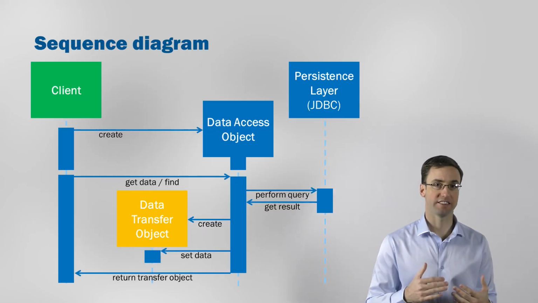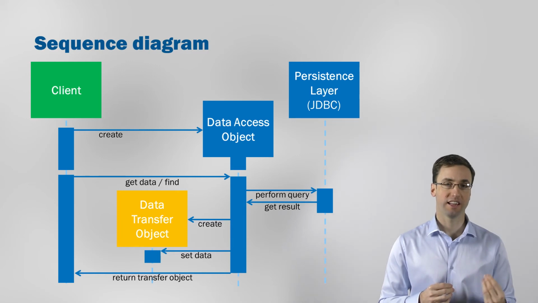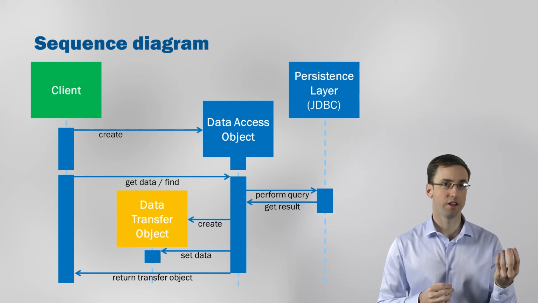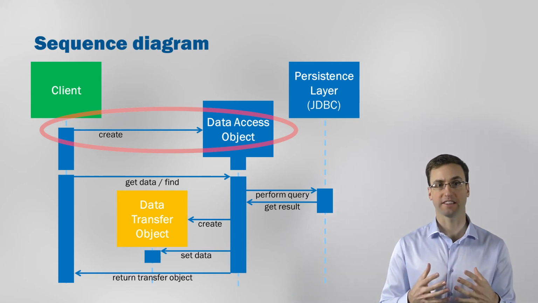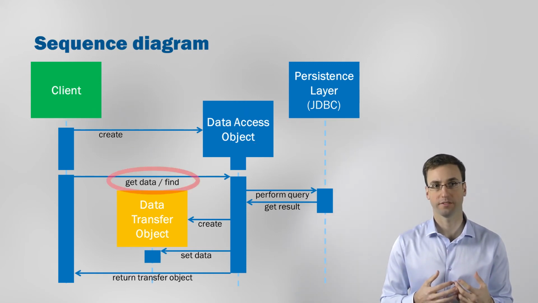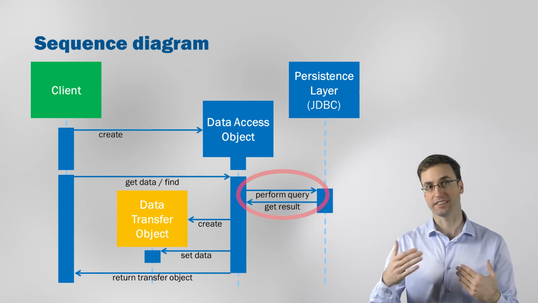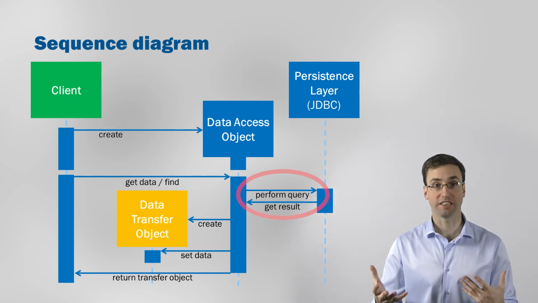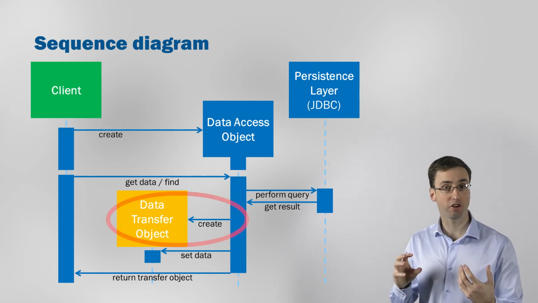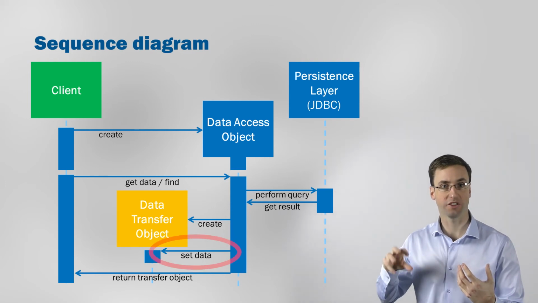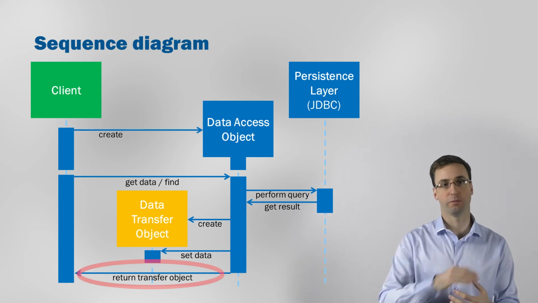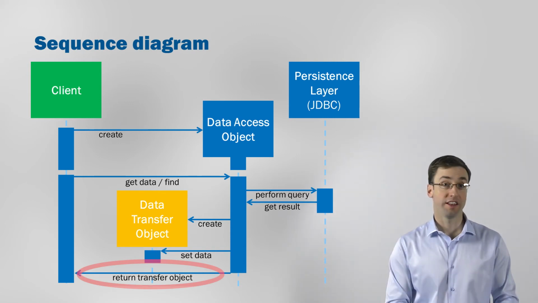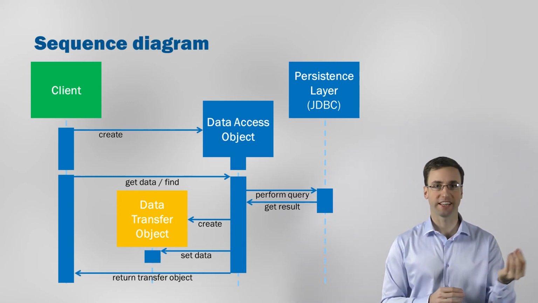Here's that same pattern as a sequence diagram. Let's say you want to find a user. You first create a data access object, and then you call a method on that data access object to find a user. The data access object contacts the database. If there's a result, it creates a data transfer object. It calls the getters and setters on that data transfer object to save the data, and then returns that data transfer object to you. Now you can view the details of that user just by calling the getters of the data transfer object.